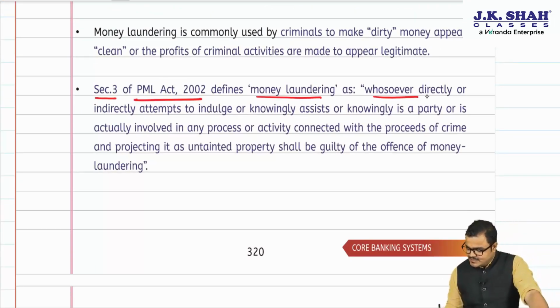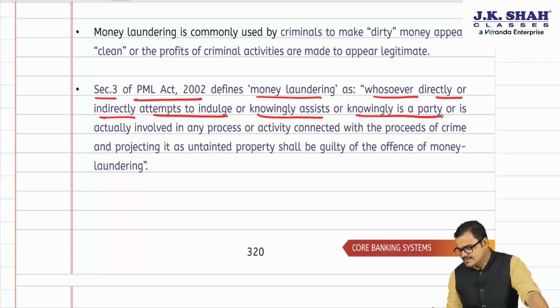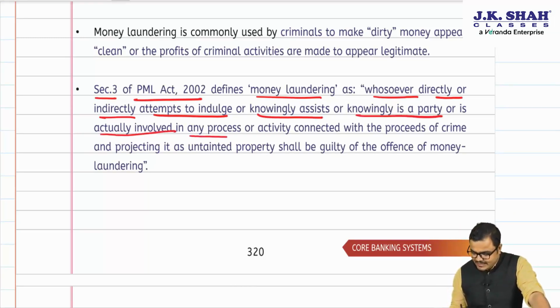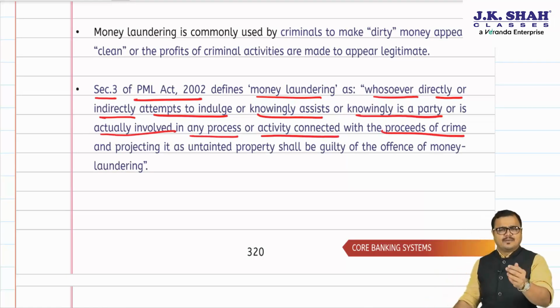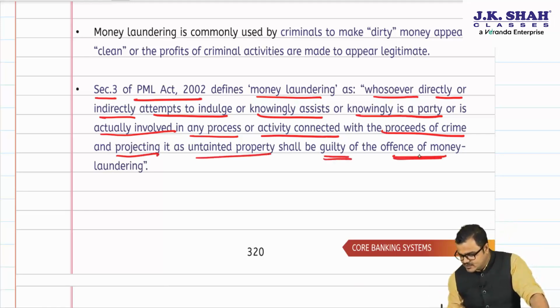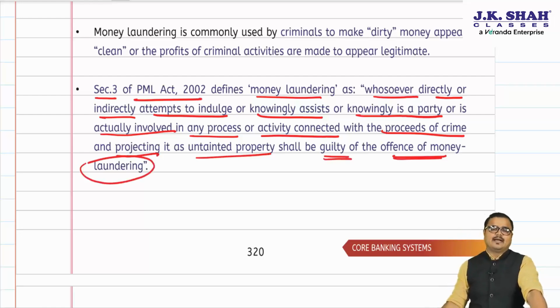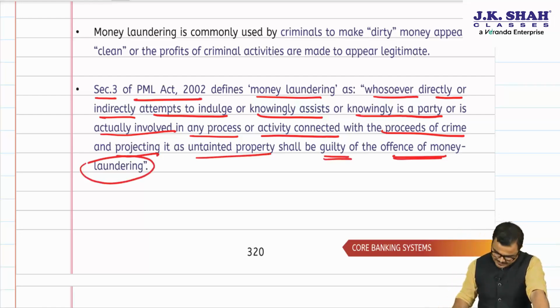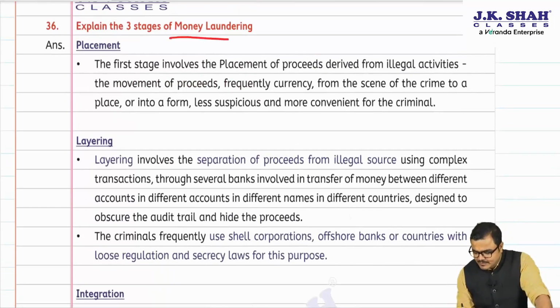Money laundering can be defined as: whosoever directly or indirectly attempts to indulge, or knowingly assists, or knowingly is a party, or is actually involved in any process or activity connected with the proceeds of crime. Proceeds means money; proceeds of crime means any money earned through criminal activities. And projecting it, showing it as untainted property, shall be guilty of the offence of money laundering and punished accordingly. What are the stages involved in money laundering? It's PLI.